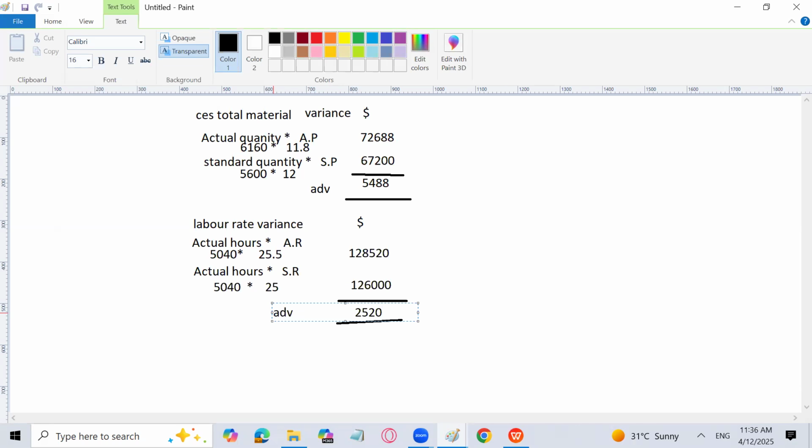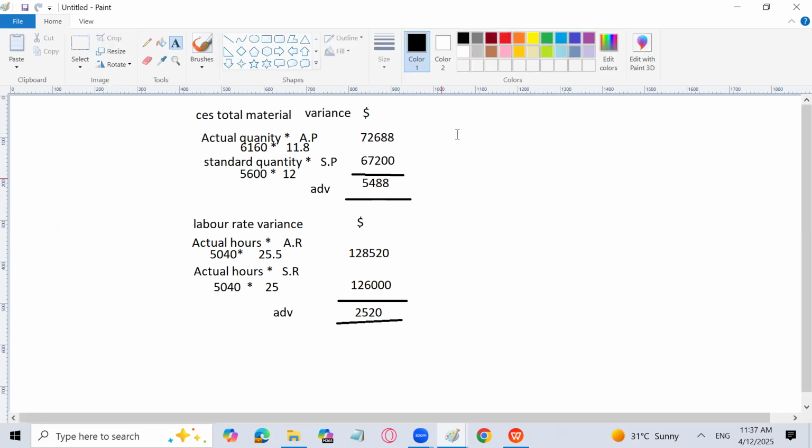Why is it adverse? Because our standard rate is 25. We should pay the labor at the rate of 25 per hour, but we are paying 25.5. So it means that we are paying more amount per labor hour to our labor. You can say that we have hired expensive labor.